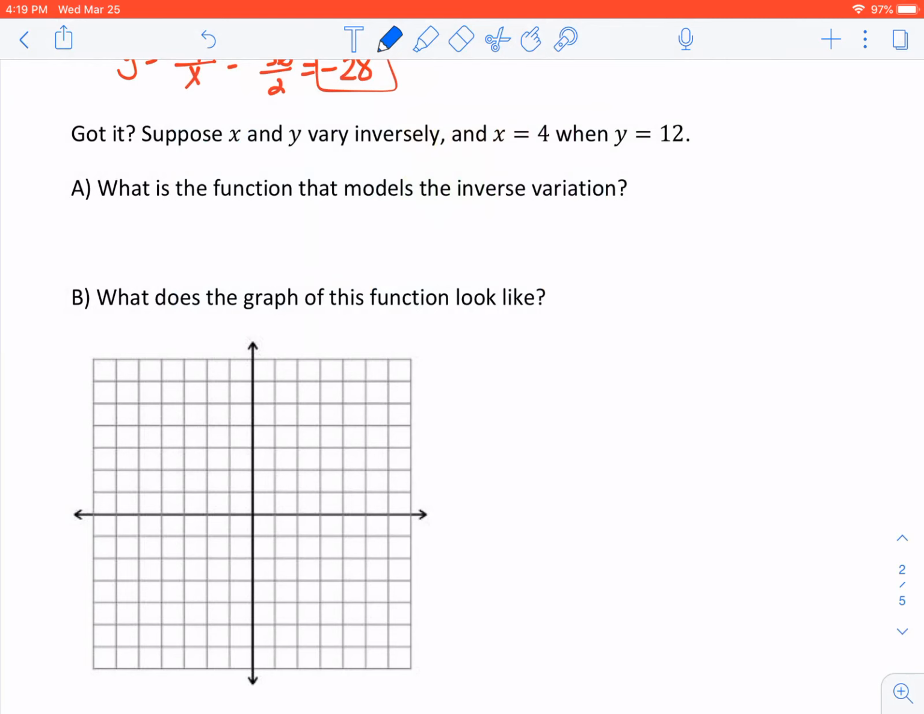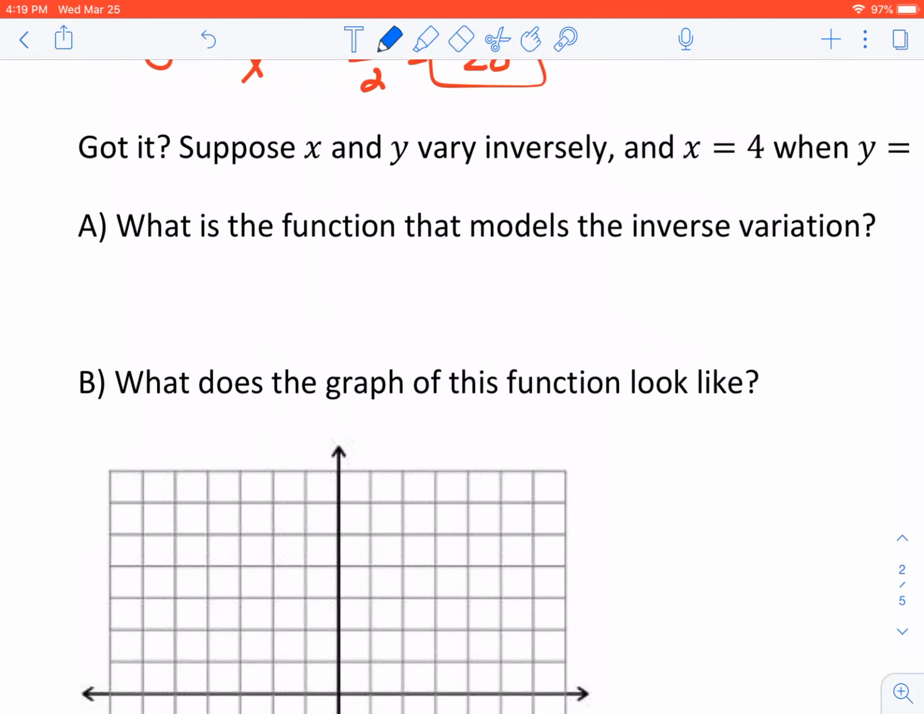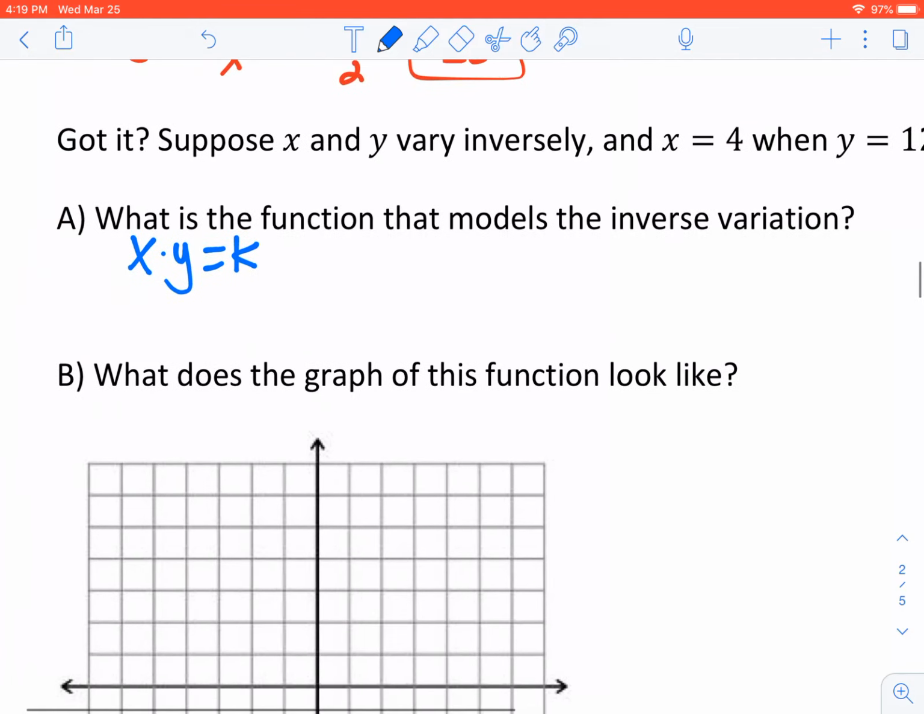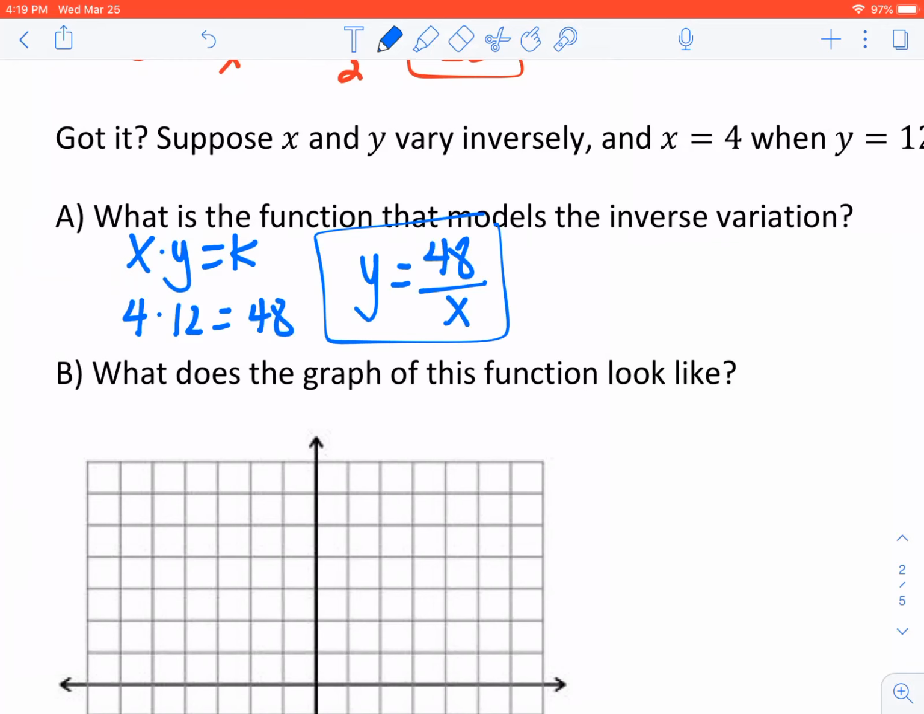Okay, so I'm going to run through this kind of quickly. We want to know what is the function that models this inverse. So in our equation, we're going to have that x times y is equal to k because they vary inversely. And so that's 4 times 12, and that's equal to 48. Okay? And so our equation is y equals 48 divided by x. Okay, that's our inverse variation function.